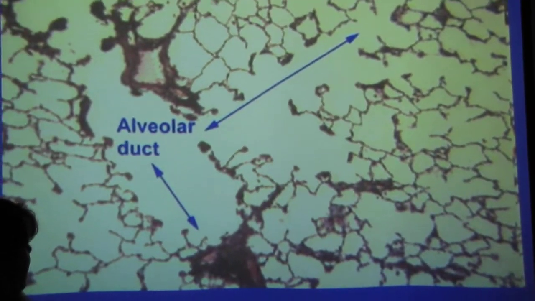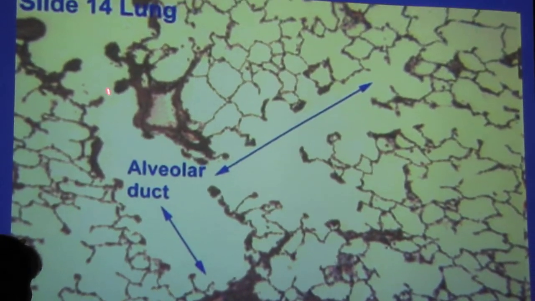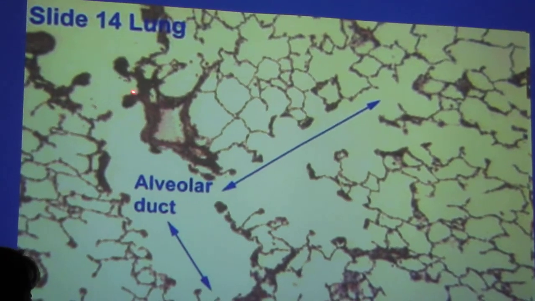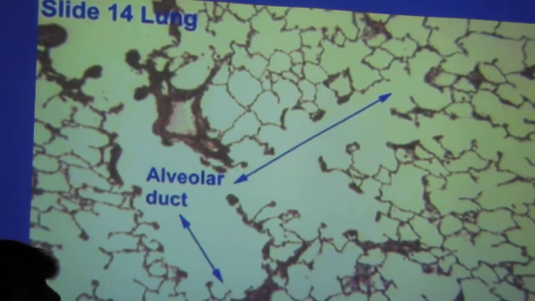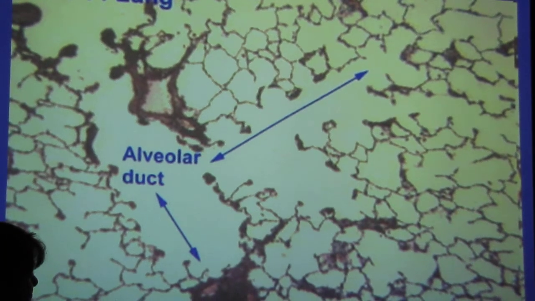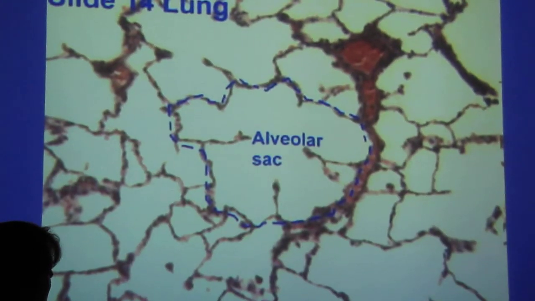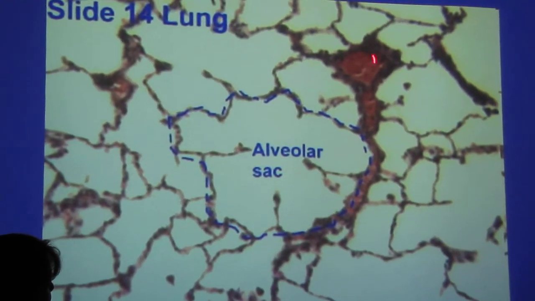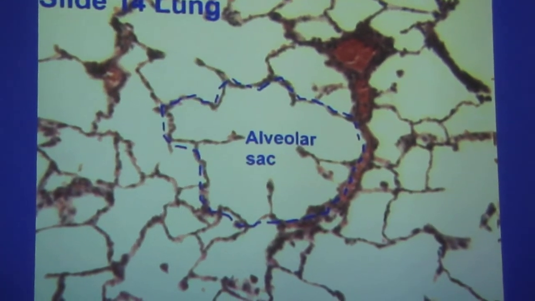These are alveolar ducts. What would this be right here? A bronchiole. See how the cells are simple cuboidal here? They're simple squamous. You'll see this better in your own microscopes. There's an alveolar sac. What's that right there? Some kind of blood vessel.